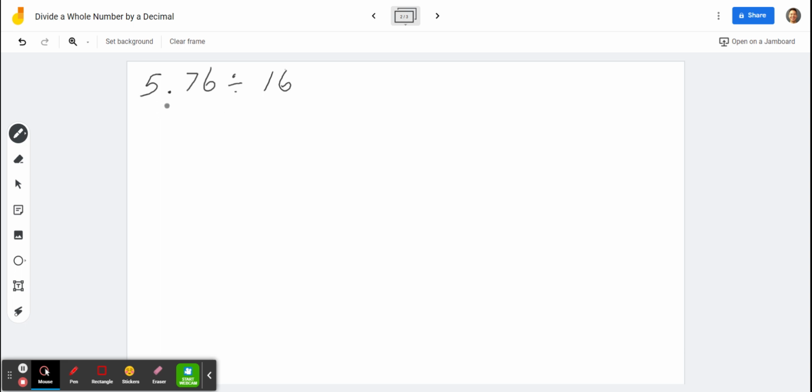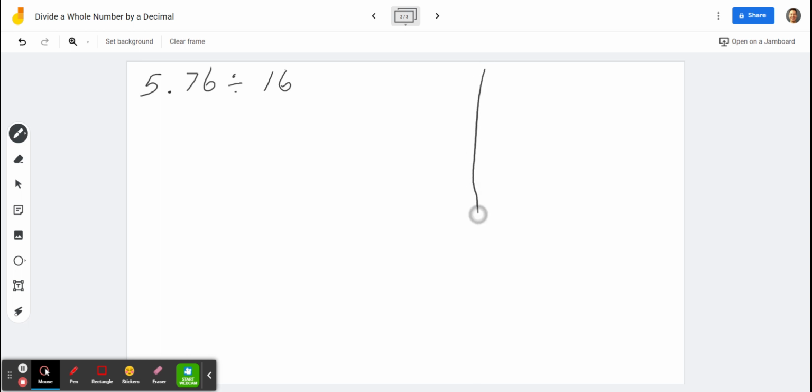This is 5.76 or 5 and 76 hundredths divided by the whole number 16. Okay, so you should first think about what this means. You're trying to figure out how many groups of 16 fit into 5.76. Well, if you think about that, if we only have 5 whole things, we can't make a group of 16, right? You can't make any complete group, so your answer is going to be a decimal. Okay, so now I'm going to go through how you would actually solve this.